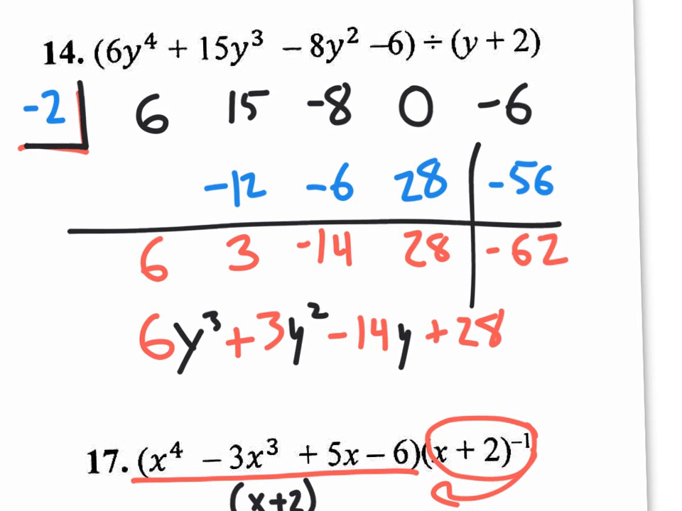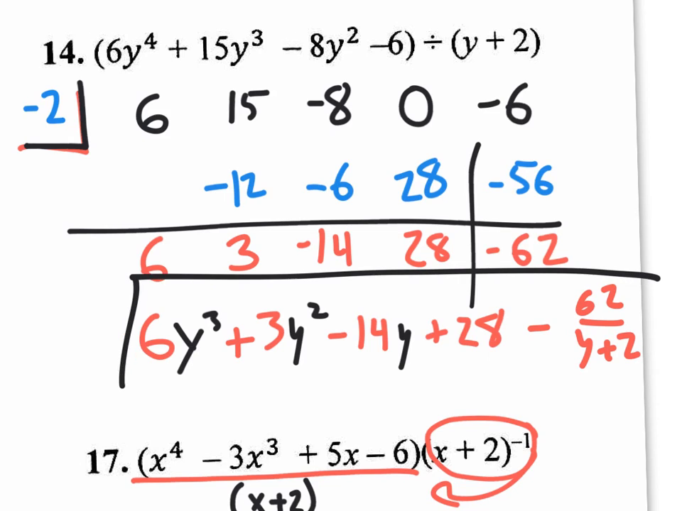So check it out. Instead of plus negative 62 over y plus 2, I'm going to go minus 62 over y plus 2. And ladies and gentlemen, we are done. That's our answer.